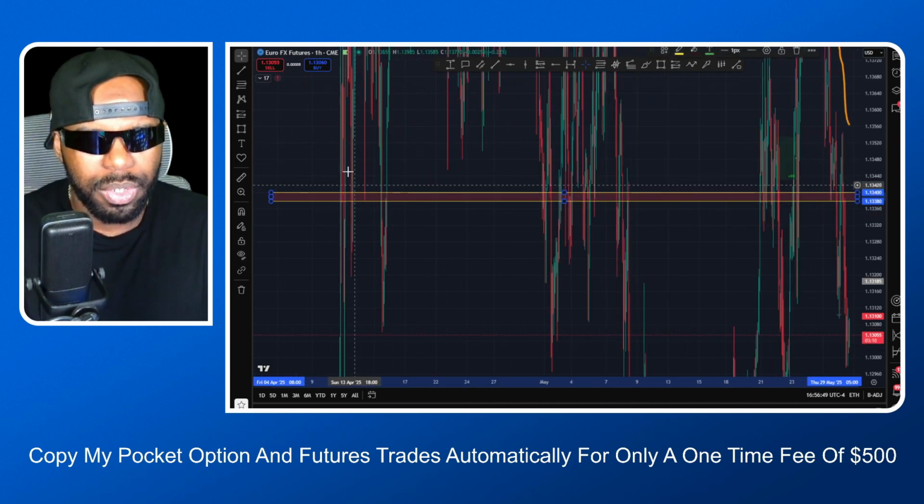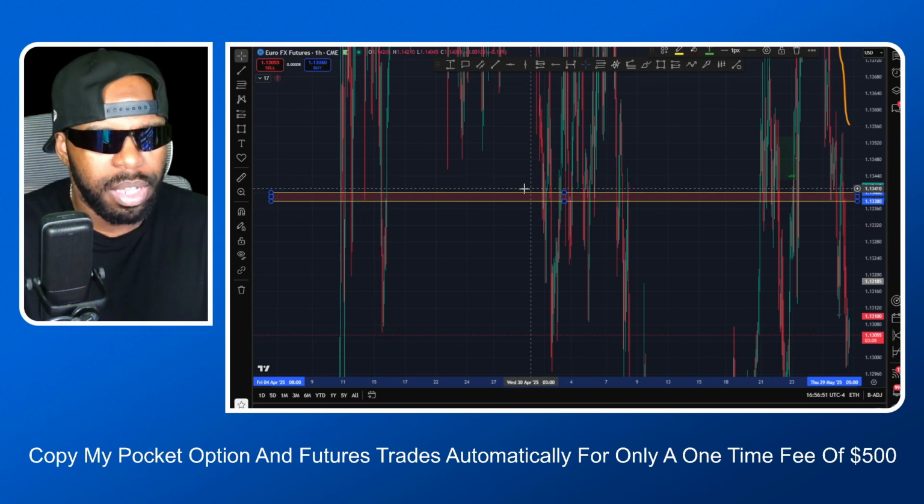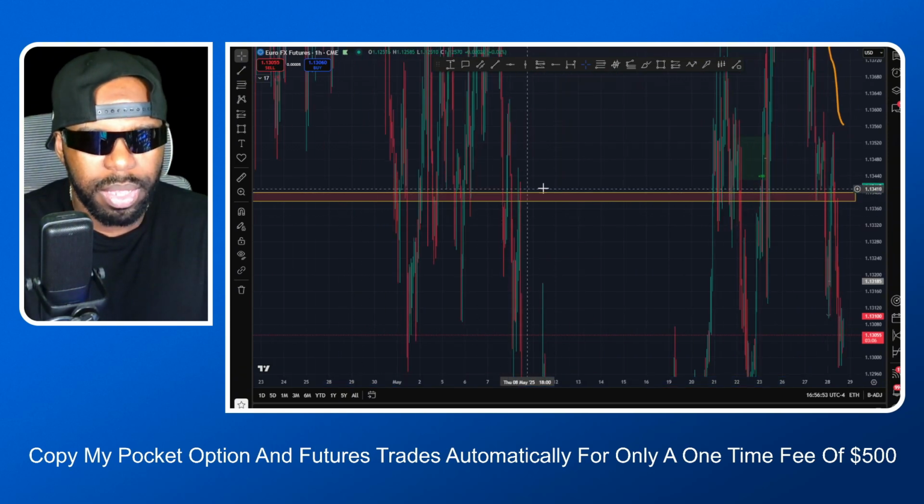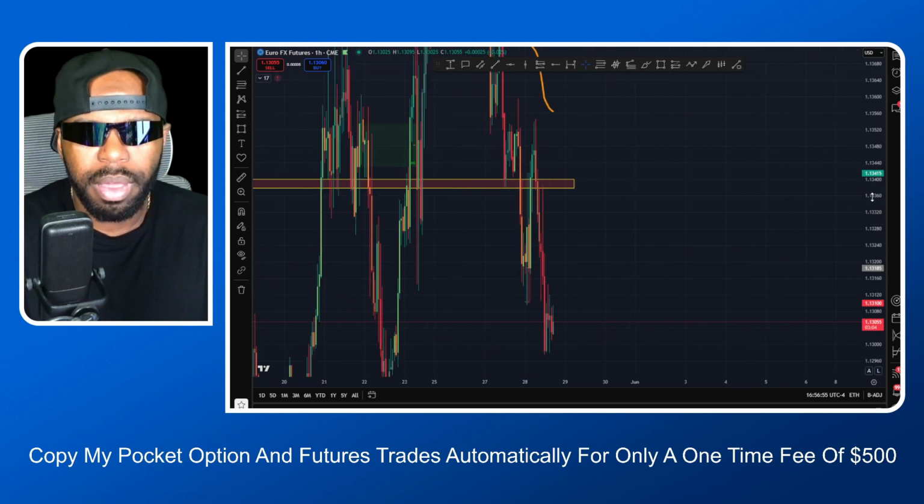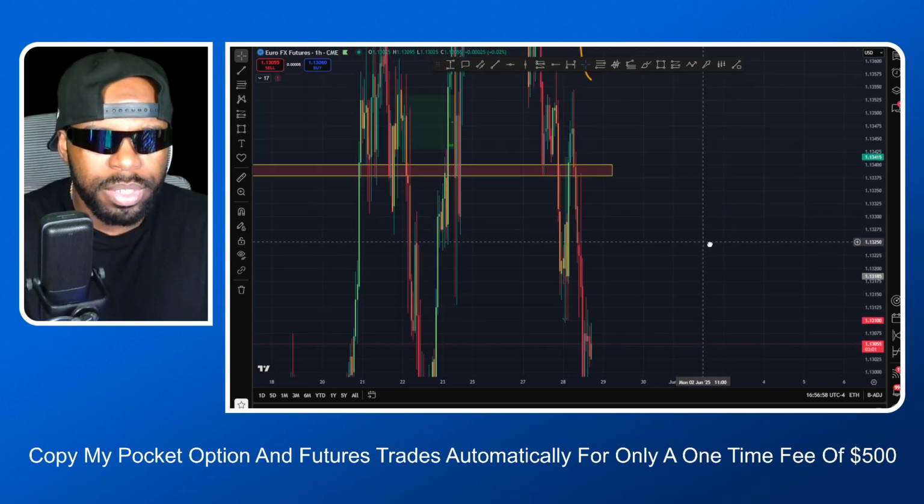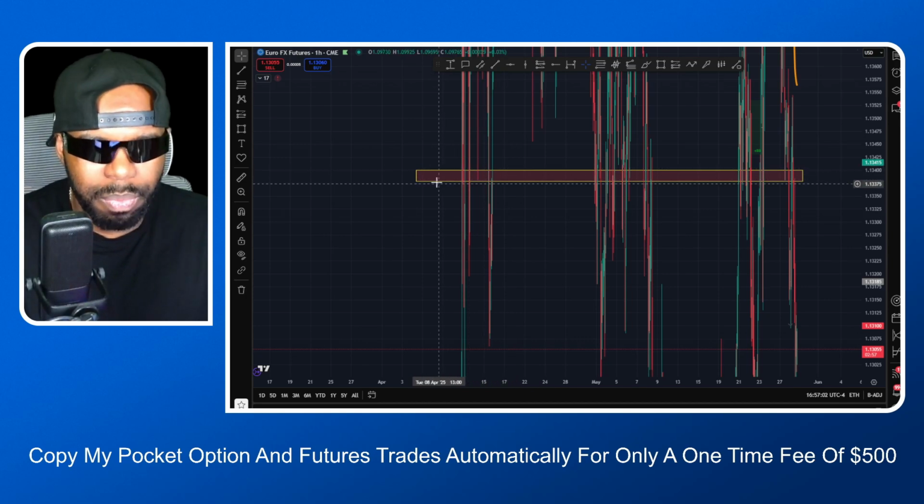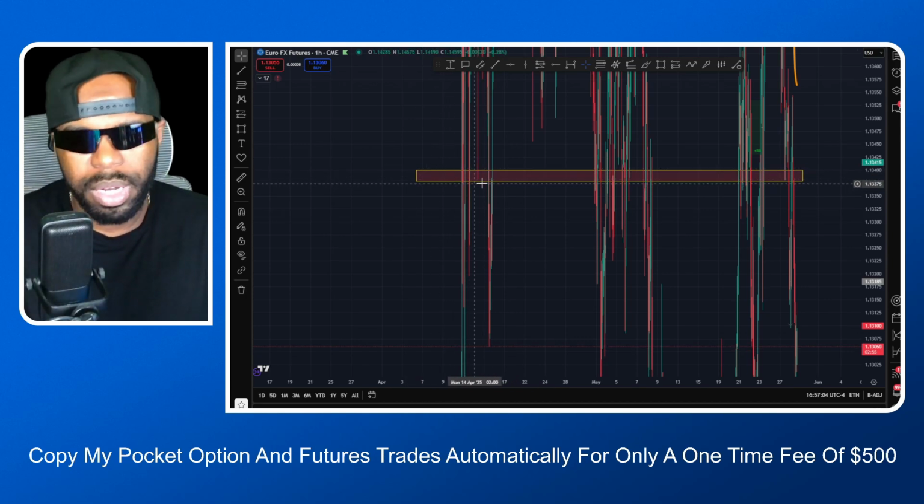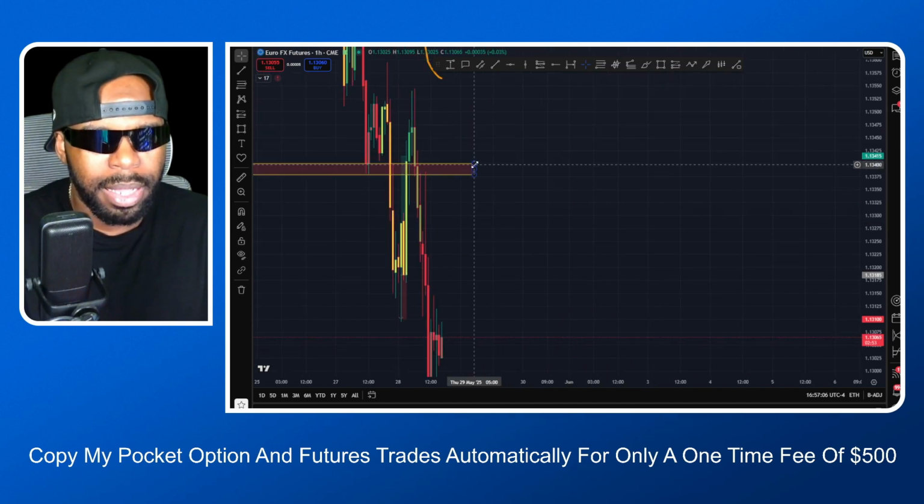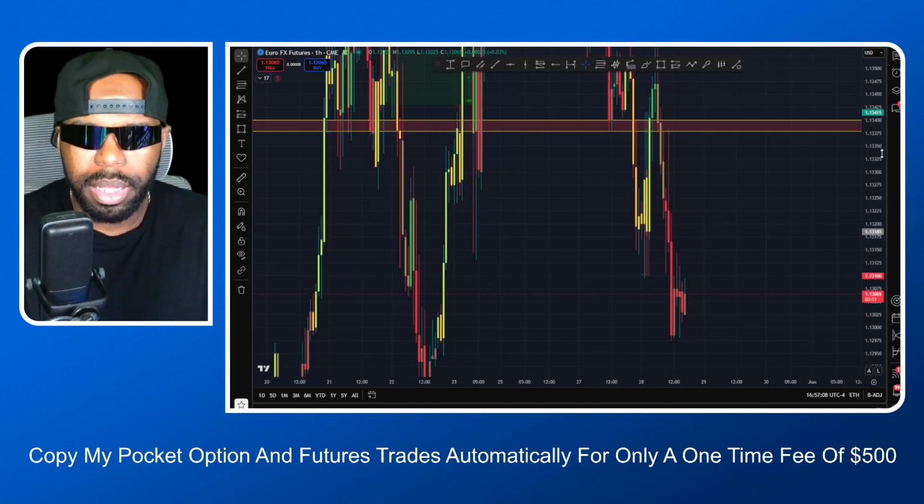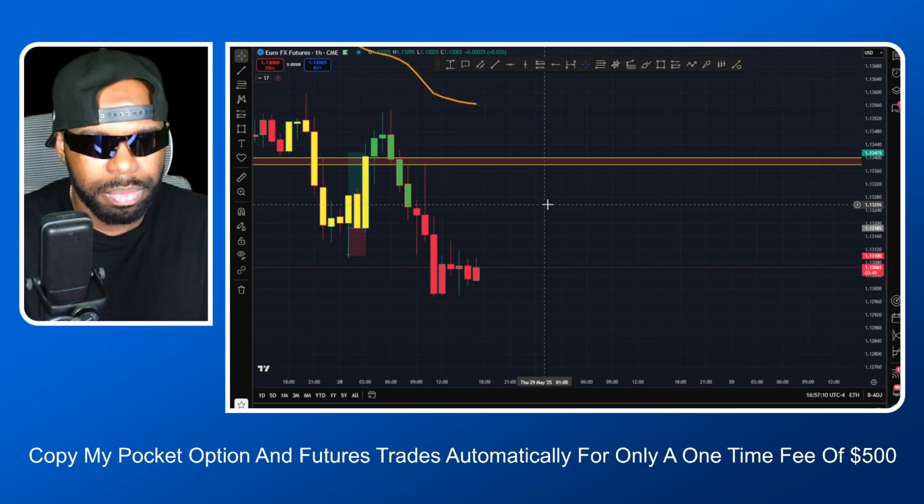All right, because as you can see, we're getting some rejection over here, some rejection here, some rejection here, rejection here. All right, so once I see these rejections in the past, I'm seeing price has rejected the zone in the past, right? Then I know that this is a strong zone here.